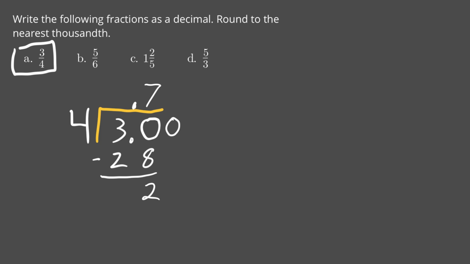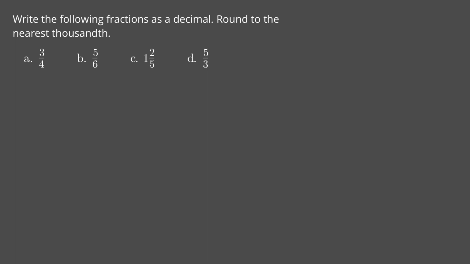And you can keep adding zeros until either the number repeats or you find no remainder. So now we have 4 into 20. That goes in 5 times. 4 times 5 is 20, and subtracting leaves you with a remainder of 0. So 3 over 4 is exactly 0.75. You may also recognize this as 3/4 of a dollar or 75 cents.